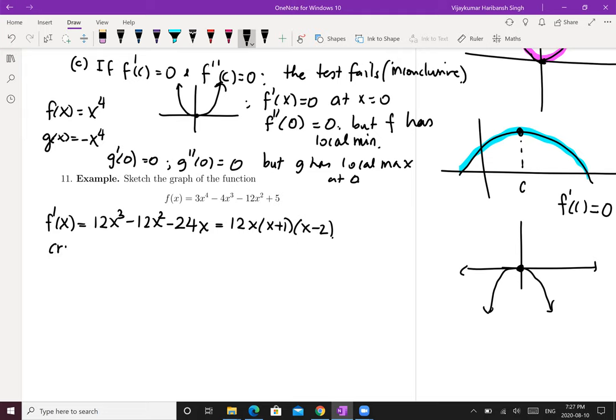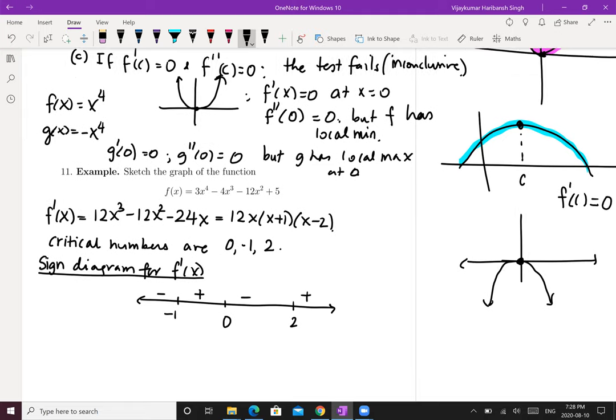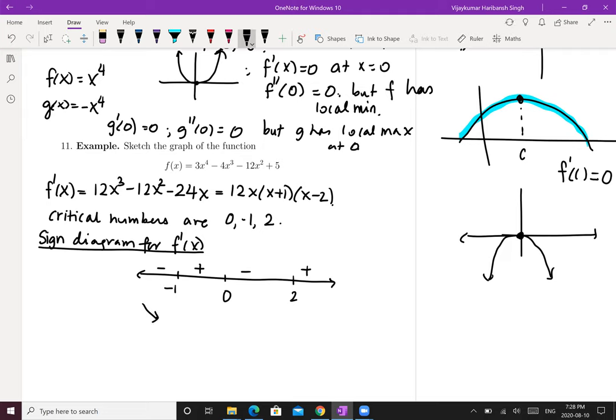So the critical numbers are 0, minus 1, and 2. Then I'm going to draw the sign diagram for f prime of x from before. We have already done this computation, so I'm just going to write it down. We have minus 1, 0, and 2. We also had the minus, plus signs. So the function is decreasing, increasing, decreasing, increasing.